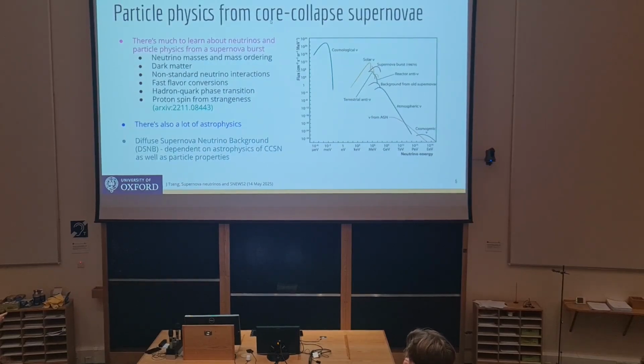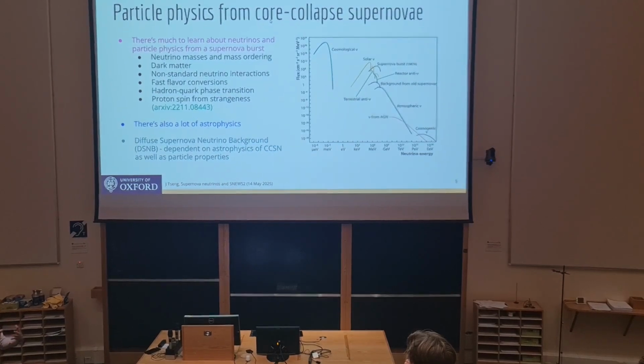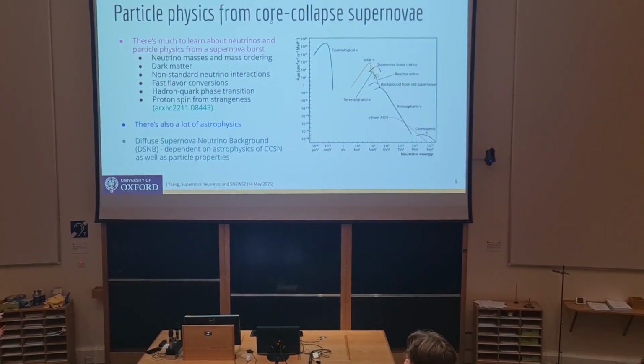Non-standard neutrino interactions. Remember, these densities are things that we just don't see on Earth. Okay. And there's been a lot of discussion about fast flavor conversions. Hadron-quark phase transitions. This is when you get down to the neutron star, which is a nuclear state of matter. But it may turn out that there's another state of matter even more dense than that. We just don't know yet, okay? Because we've never seen things up close at that kind of scale.